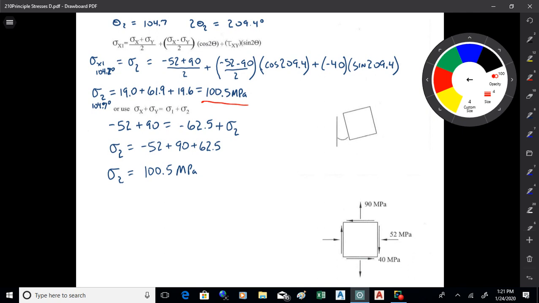So what I have now are the max and min normal stresses in the element, and I know what angles they act at. So I can go ahead and fill in that sketch there with the max and min normal stresses. So now I have a good visual representation of what's happening there.